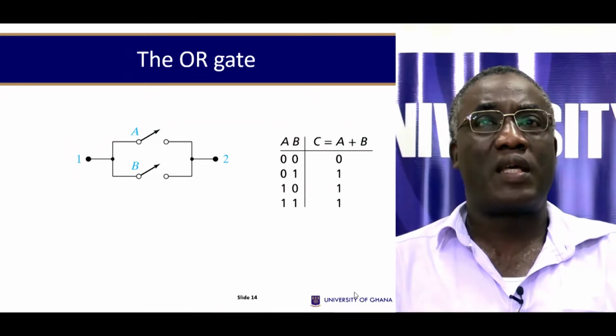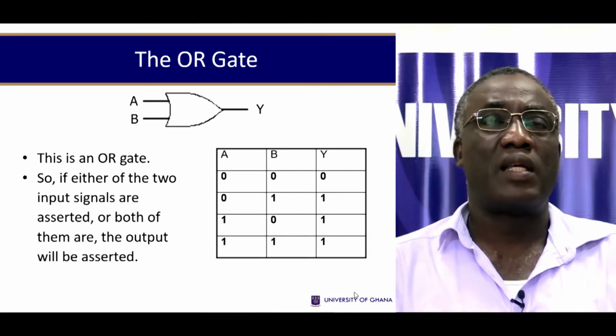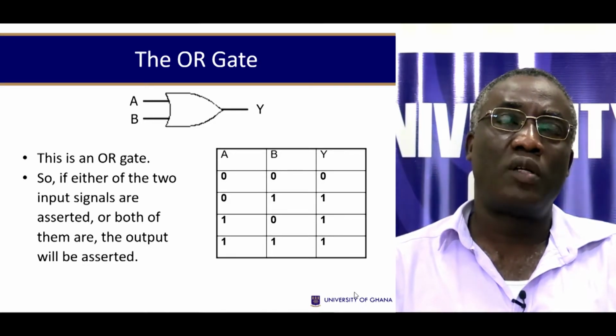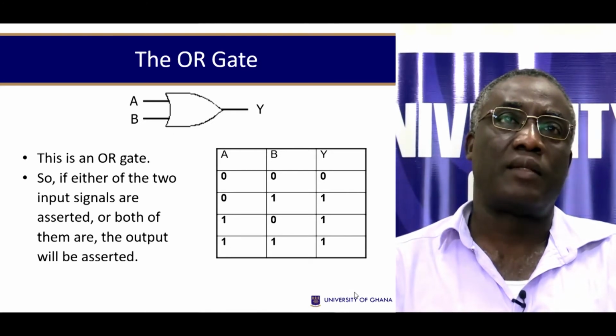So 0 or 0 is 0. 0 or 1 is a 1. 1 or 0 is a 1. 1 or 1 is a 1. So that's an OR gate. And the symbol to represent that is shown. Notice the difference between the two gates, the OR gate and the AND gate.